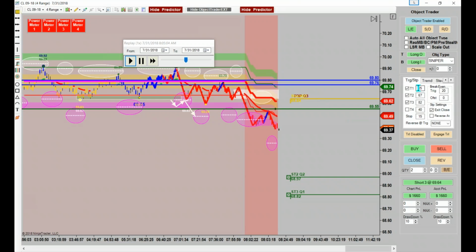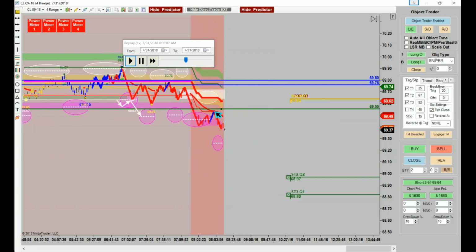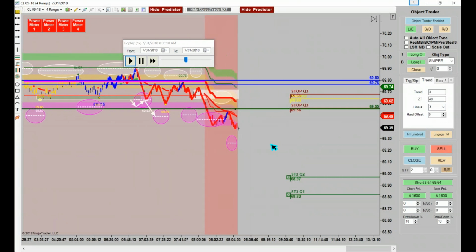But if you want a trail stop, then let's say, for instance, you're looking at this and they broke line 2, so maybe you could use line 3 as a stop. Put it on line 3, trail enabled, and engage trail. And your line 3 will stair step down with it.